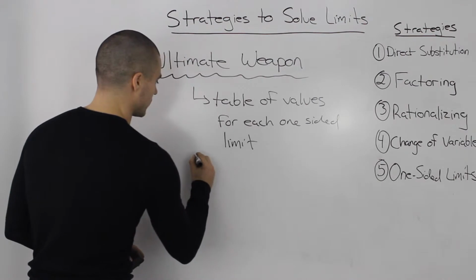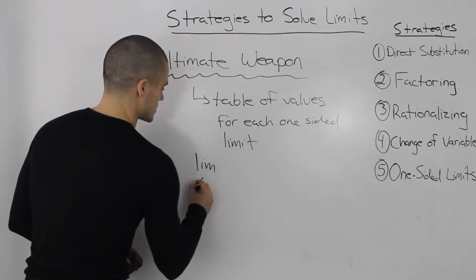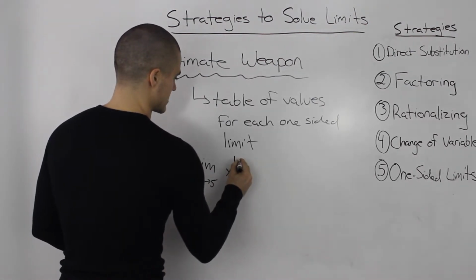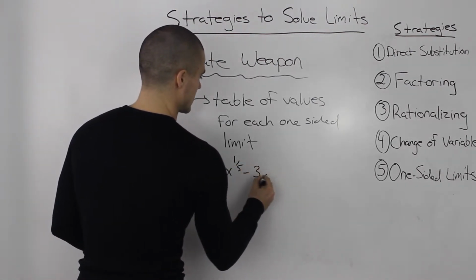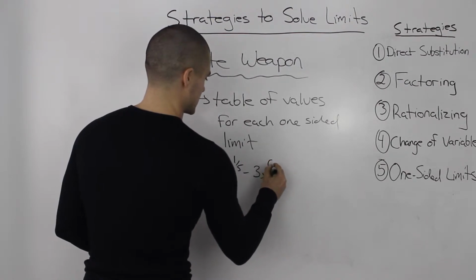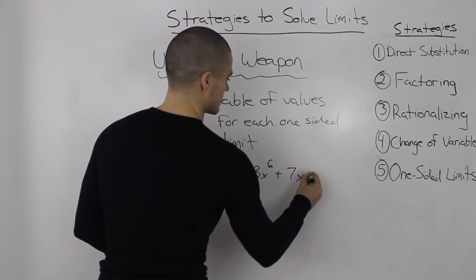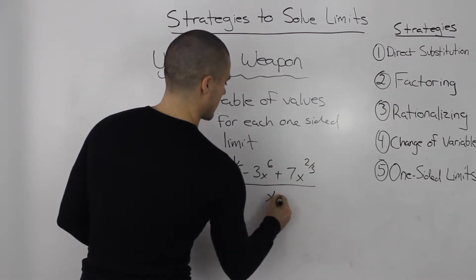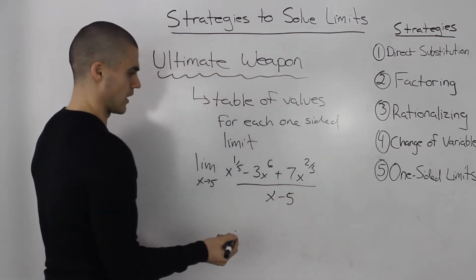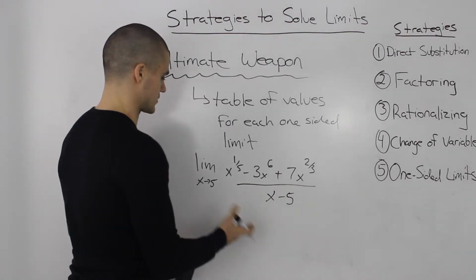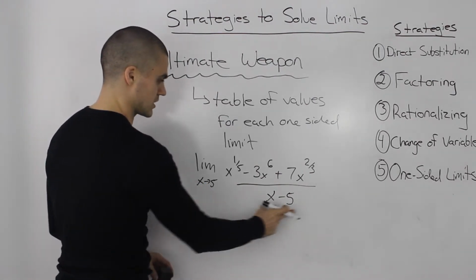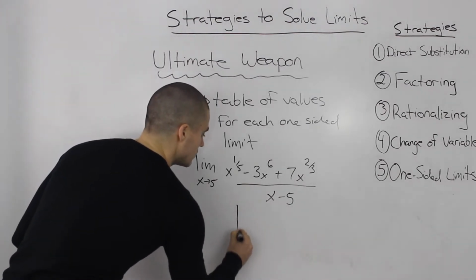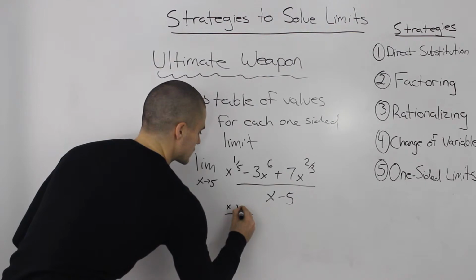And so for example, let's say I gave you something crazy like this: x to the power 1 over 5 minus 3x to the power of 6 plus 7x to the power of 2 over 3 over x minus 5. Alright, so I don't even know what to do here. So you can't do direct substitution because the denominator would be 0. But what you can do is you can make a table of values for each side.